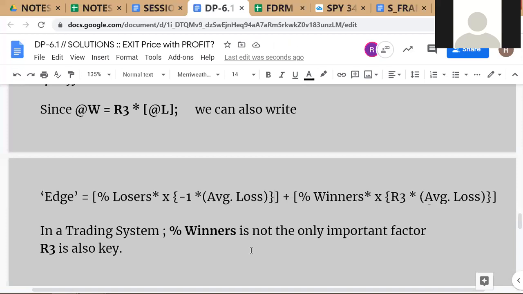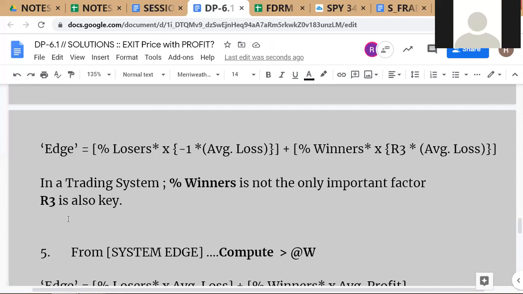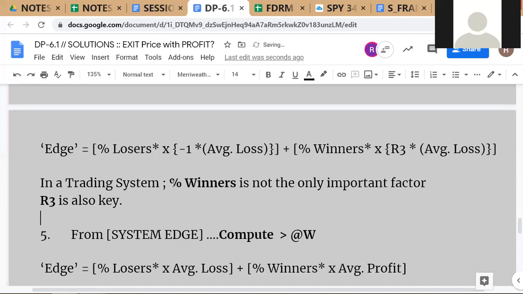So the point we're trying to emphasize, you'll notice when they try to market trading systems, all the ads will talk about an 80% win rate. You'll see this 80% win rate. Okay, first of all, that's very unrealistic. Second, that's not the only thing that matters in a trading system. R3 is also very important.